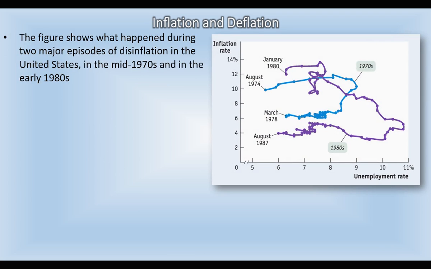The figure here shows what happened during two major episodes of disinflation in the United States, in the mid-1970s and the early 1980s. Here is early 1980. We had a high rate of inflation. Here's 74, a high rate of inflation. In order to get to the low rate of inflation, here's that solid blue line, it was initially at 10%, and then we got it down to 6%, and then over here it was initially at roughly 12, 13%, and then we got it down to about 4%. In order to do that, if we look at the inflation rate related to the unemployment rate, you see that we had to experience high levels of unemployment.